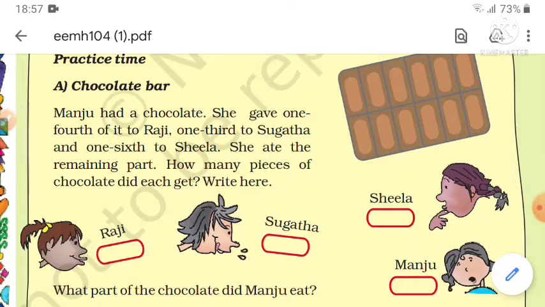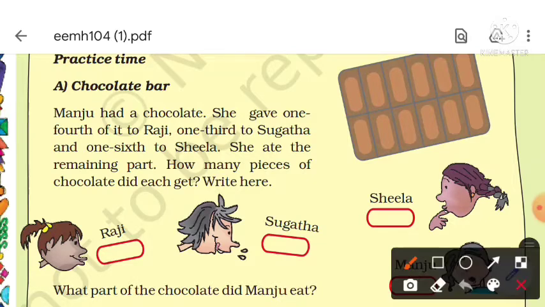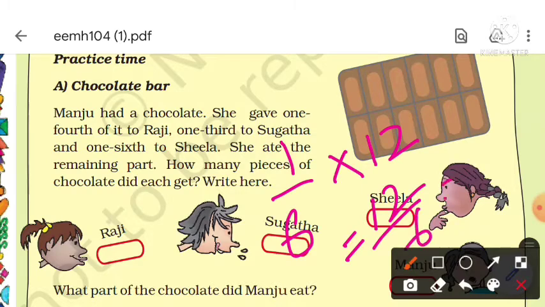Next, Sheila got 1/6 of it, as written in the question. So 1/6 of it means 1/6 of 12, that is 1 by 6 into 12. So it will be 12 by 6, that means 2. That means Sheila got 2 bits. Okay, got it.